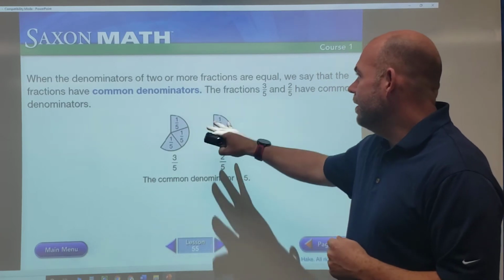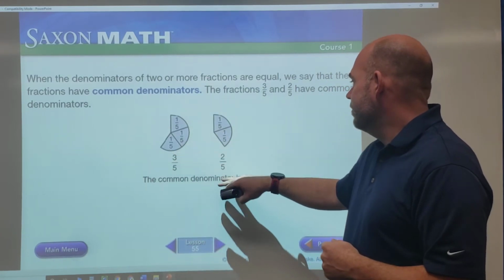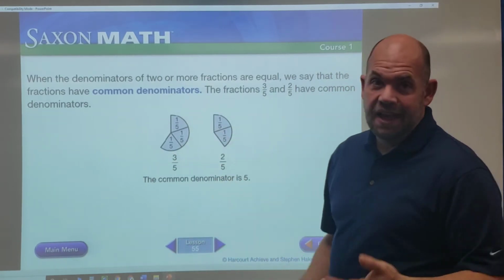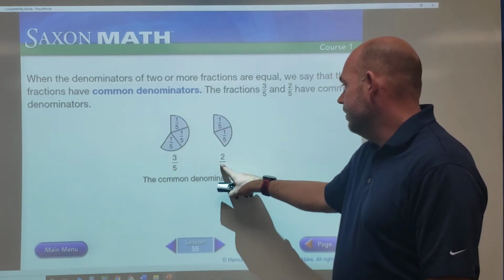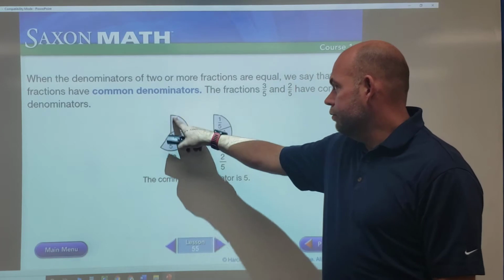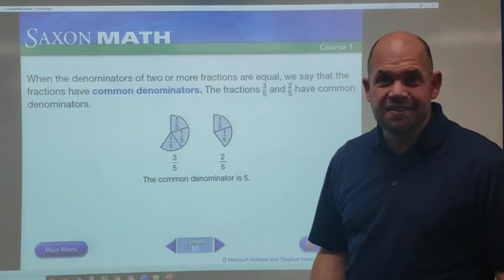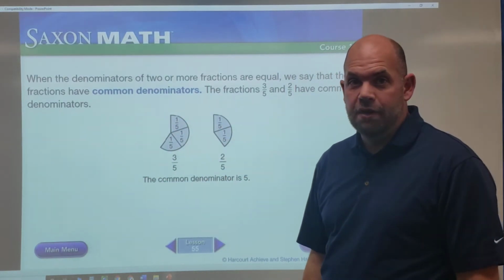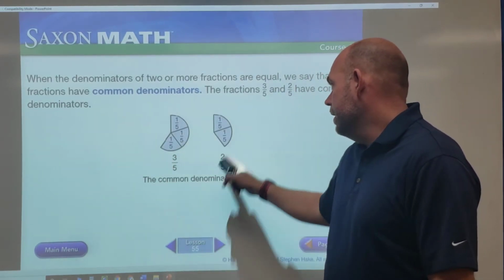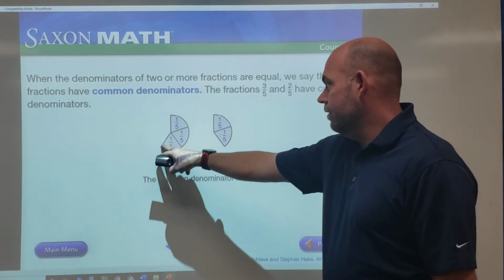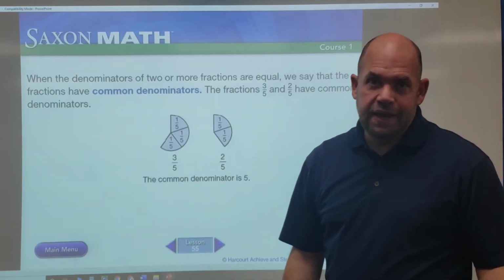Alright, so when we have denominators of two or more fractions that are equal, we say they have common denominators. So in this case, the denominator is 5 and 5. So here we have 3/5 and 2/5. And it's really easy to subtract with common denominators. We just subtract the numerators, right? So we take 2 away from 3. So if we take 2 of these away, we're left with 1/5. It's pretty easy.